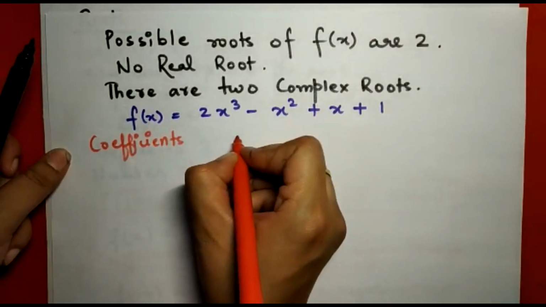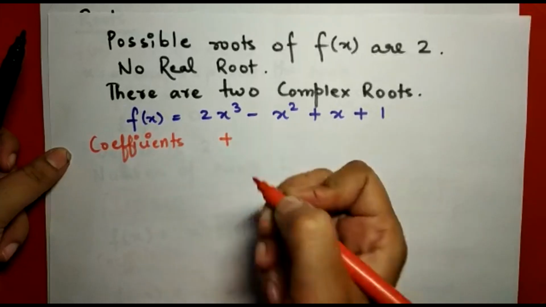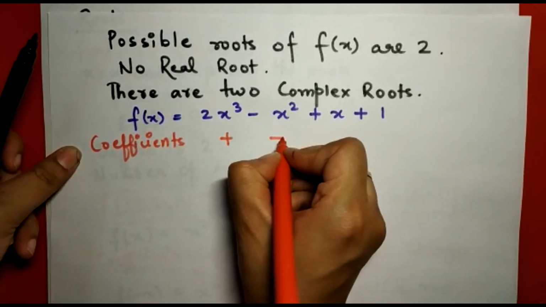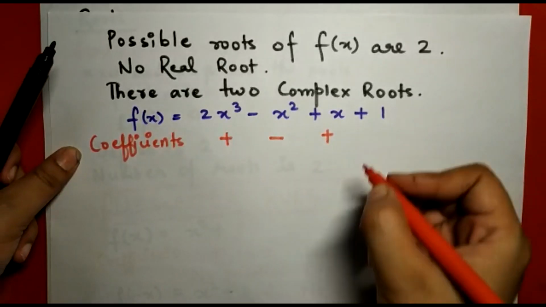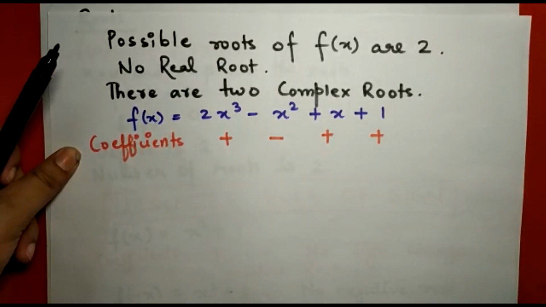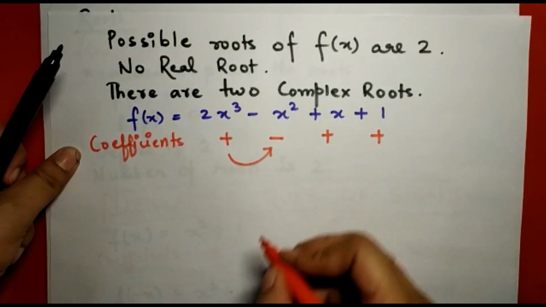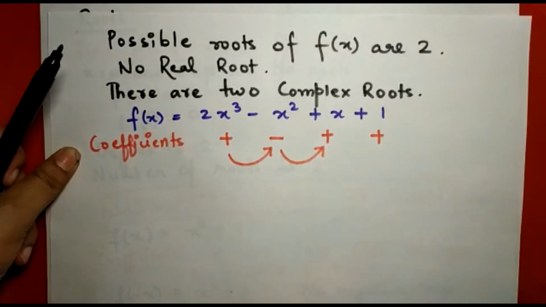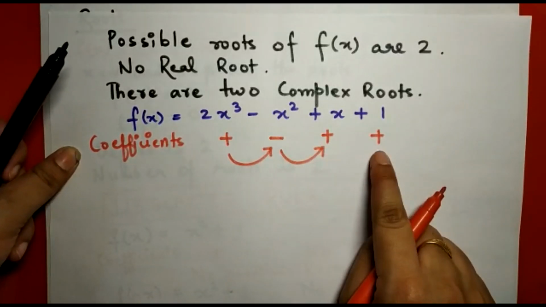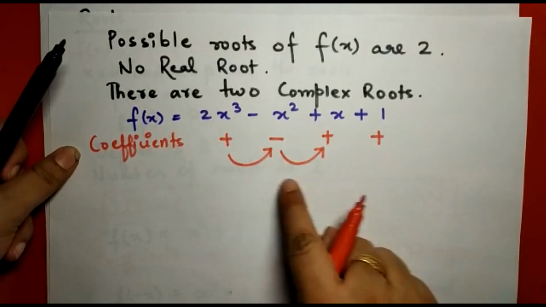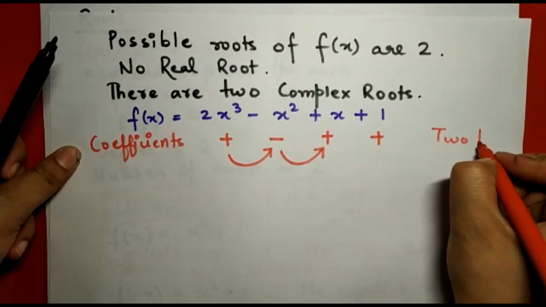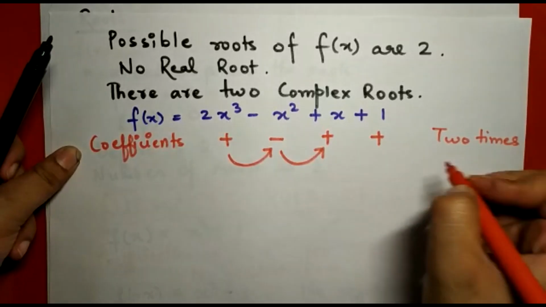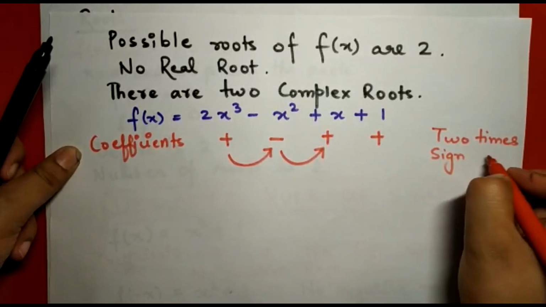The first coefficient is 2, that is positive. The second coefficient is -1, negative. The third coefficient is +1, positive. The fourth coefficient is again +1, positive. Okay, there is a sign change: plus to minus. Another sign change: minus to plus. Then plus to plus, so this is not a sign change. How many sign changes can you see? 2 sign changes.